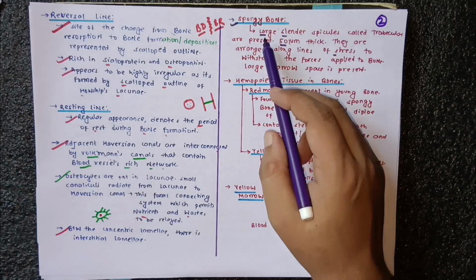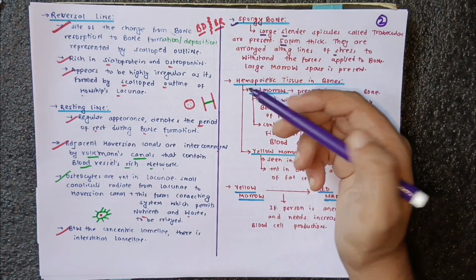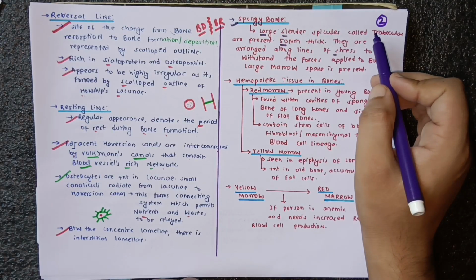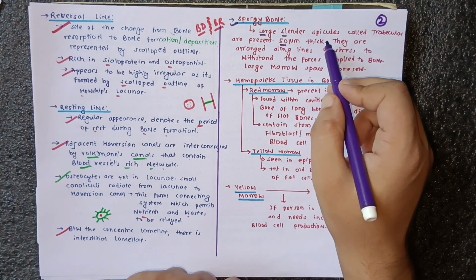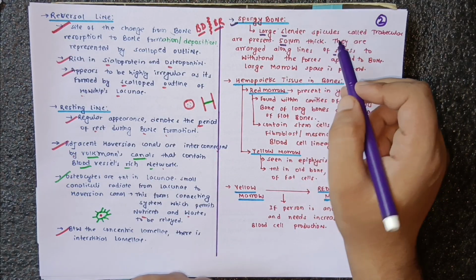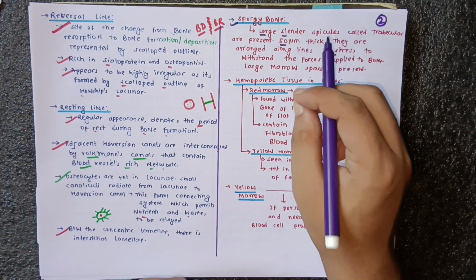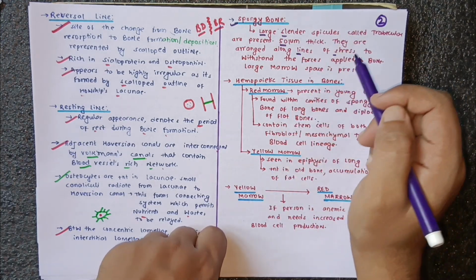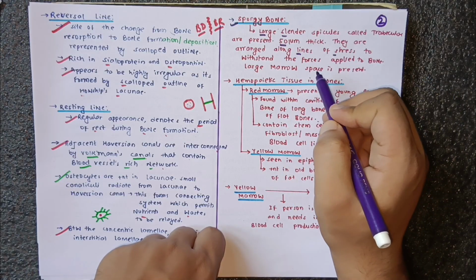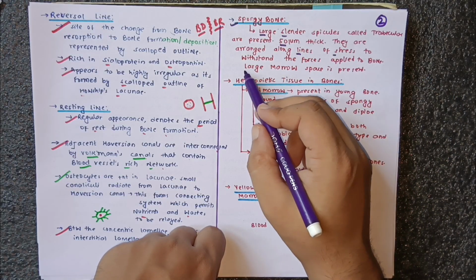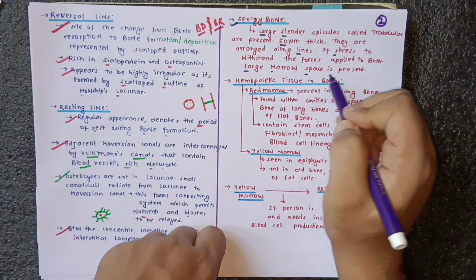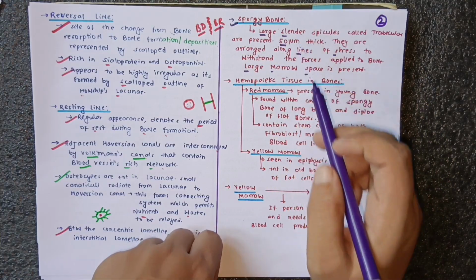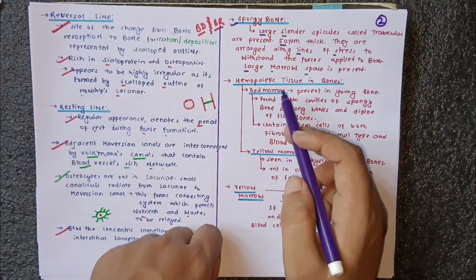In this spongy bone we have long cylindrical spicules called trabeculae, which are 50 micrometers thick. They are mostly arranged along the lines of stress to withstand the forces. We also have different marrow spaces, which are larger in size in this spongy bone. After that, we will discuss the hemopoietic tissue in the bone.